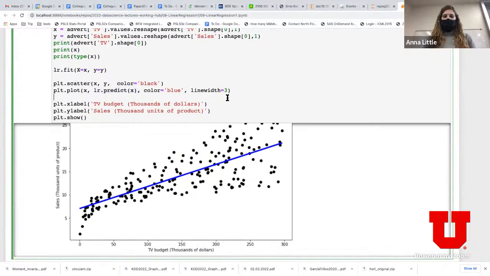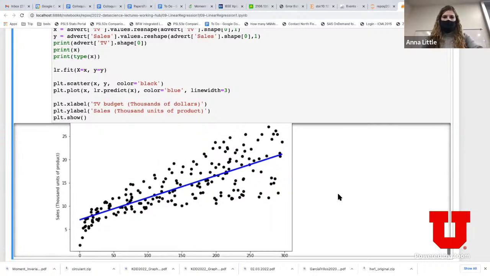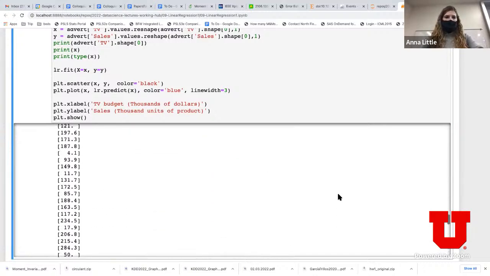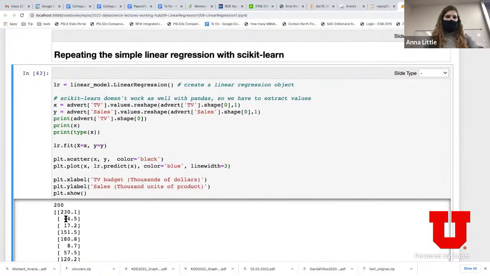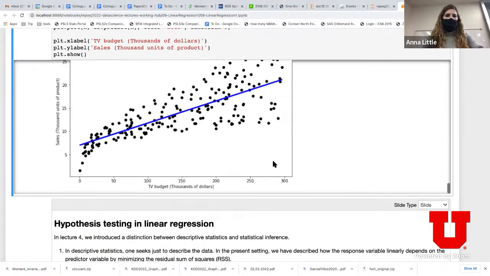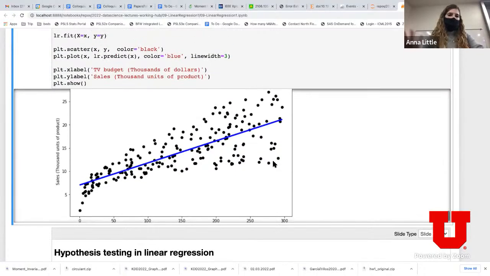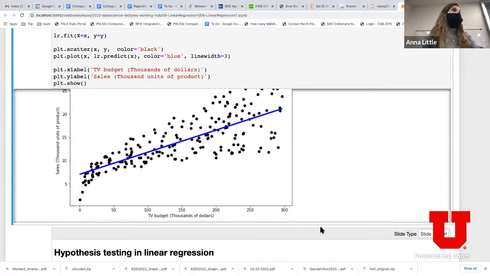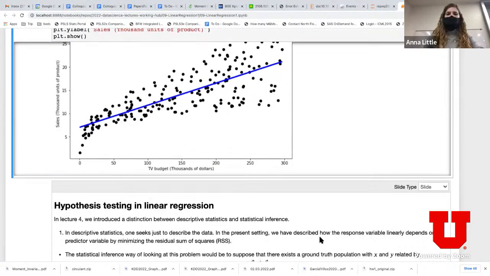Okay, so let's do that. And this is how we're storing the X values. I just printed that out so you could see that they're formatted in a little bit of a different way. But we get the same plot, same output, etc. All right.